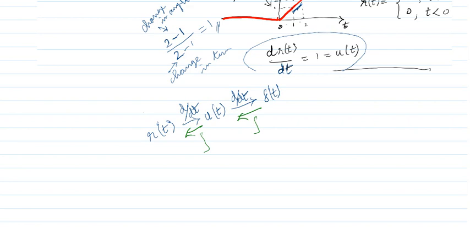So this is a very important relation between impulse and other signals. If the impulse signal is given, what do I have to do? If I integrate 2 times, I will get ramp. Similarly, if ramp is given, if I differentiate 2 times, I will get impulse.